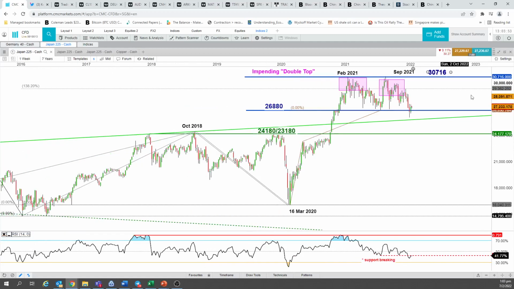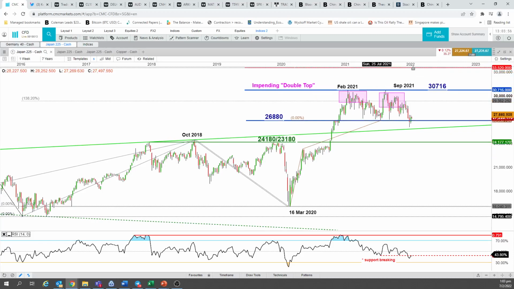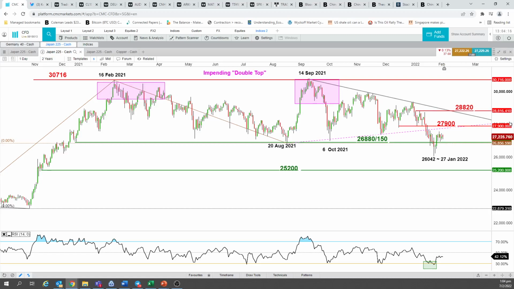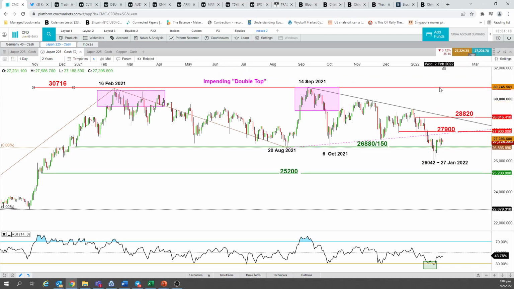So what we could see over here, it's still a potential impending double top. All right, so what it means is that yes, even though it can stage a bounce, it's still within these two big levels, 30,716 and 26,880 for my quarterly outlook. Then that's why for the daily, if you look at the daily situation over here, there's also another resistance level before hitting 30,716, which is 26,090, the former pullback support from the 20th August 21 low, which now turns into a resistance.